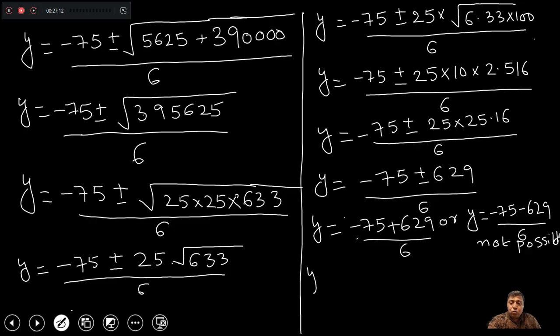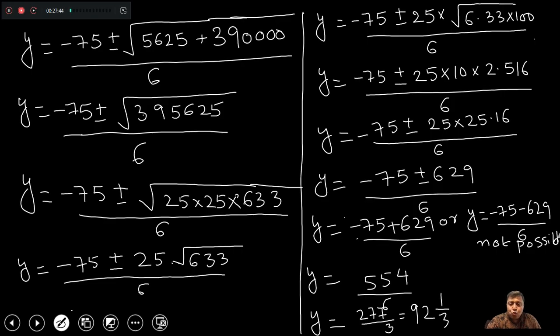y is equal to 629 minus 75. 9 minus 5 is 4. 12 minus 7 is 5. 554 by 6. This is 277 upon 3. So 3 9s are 27. 3 2s are 6. 92 1 upon 3 kilometers per hour.